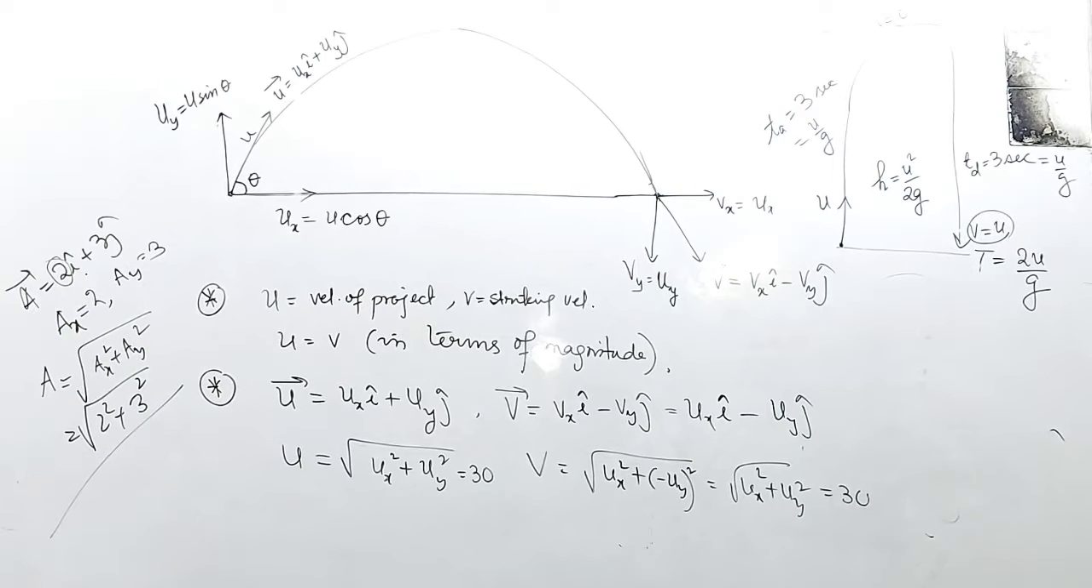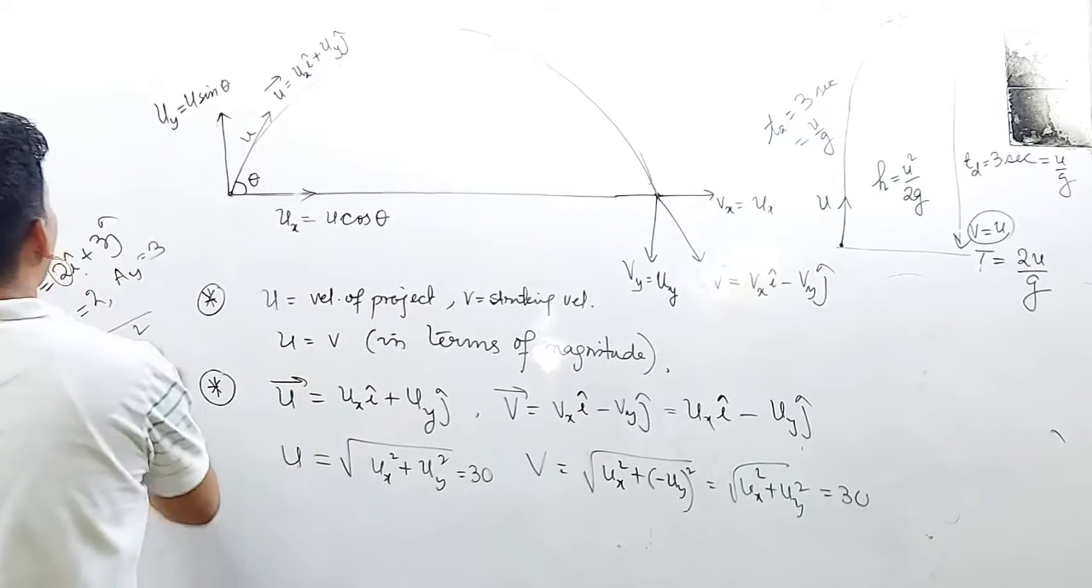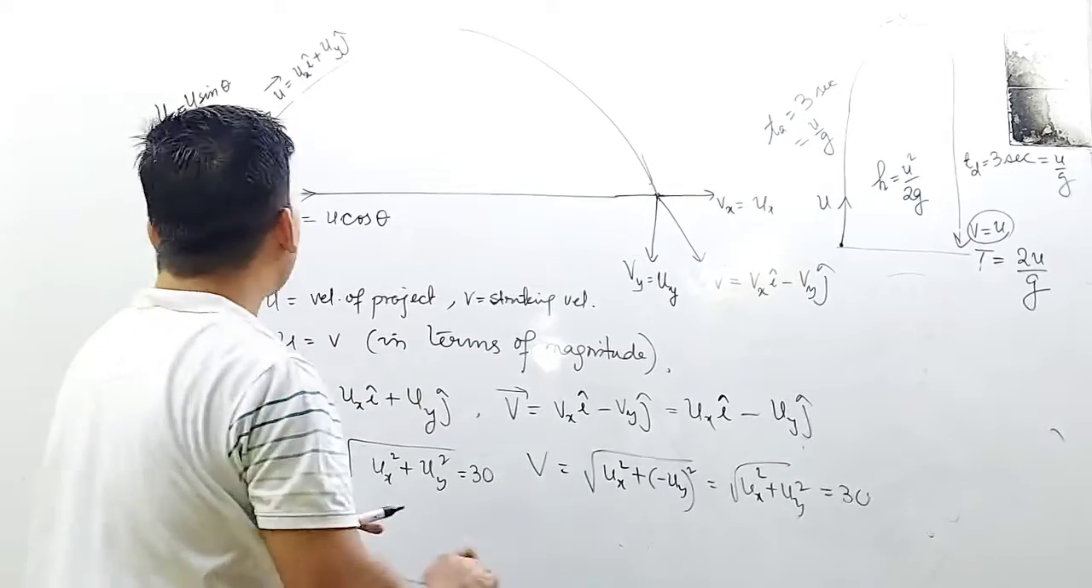meter per second. If 30 meter per second is the velocity of projection, then it will land on the ground with the same velocity, 30 meter per second, but in terms of your vector notation it will be quite different.